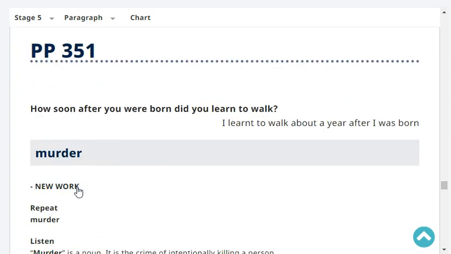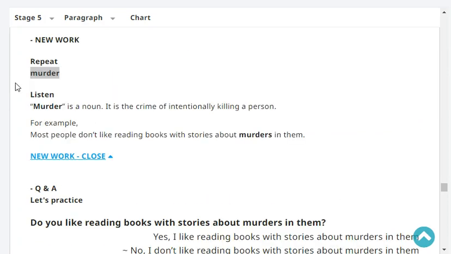Next, repeat. Murder. Murder. That's okay. So listen. Murder is a noun. It is a crime of intentionally killing a person. For example, most people don't like reading books with stories about murders in them.